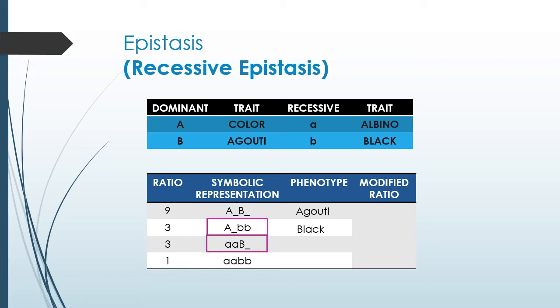Gene A is present in its homozygous recessive form. Therefore, it will stop the expression of the dominant allele for gene B. The resulting mice will then have albino color. The same thing is true for the last genotype. The modified ratio for this cross will be 9:4:3: 9 agouti mice, 4 albino mice, and 3 black mice.